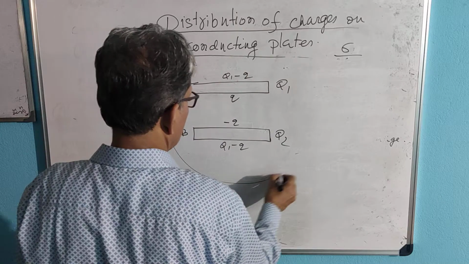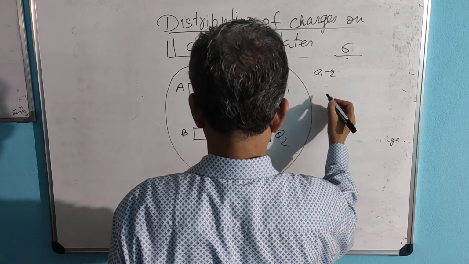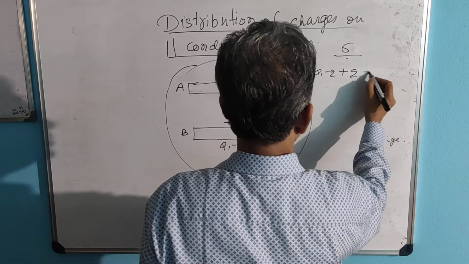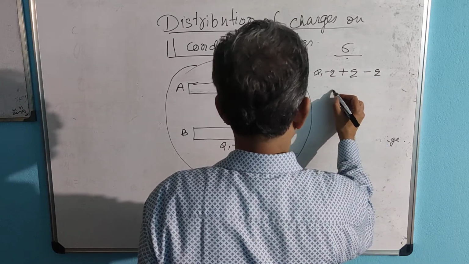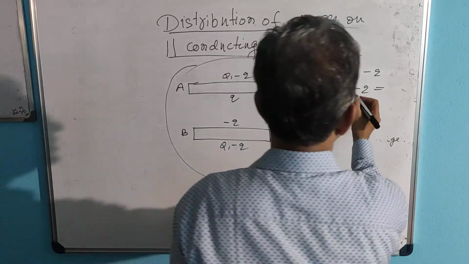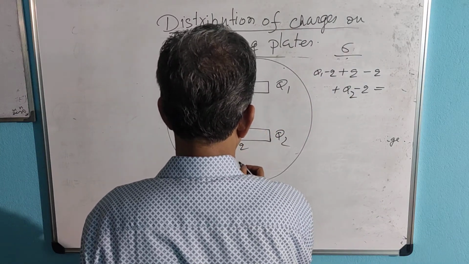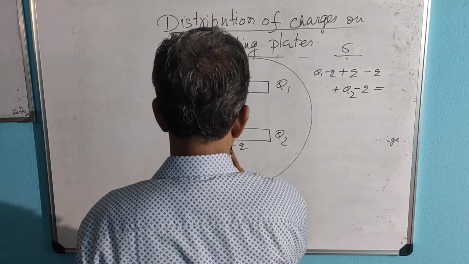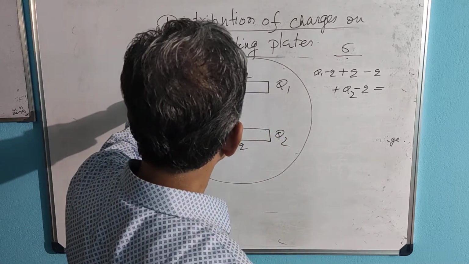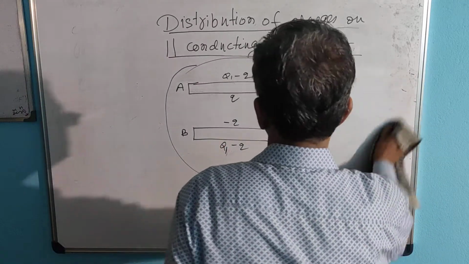Okay. Total system has charge conserved. That means Q1 minus Q plus Q, minus Q plus Q1 minus Q. This will be equal to this. This will be Q2 minus Q. This will be Q2 minus Q1 minus Q. This will also follow from the principle. If it has Q1 minus Q, this will also.